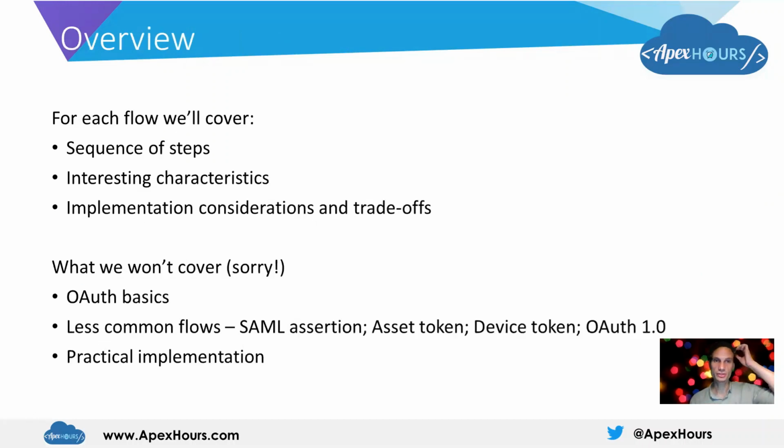In terms of structure, the way we'll organise this, I'll give a run through of the sequence of steps in each of the flows, and talk about what's happening between each step, the validations and so on that are made both by the client and the authorization servers. Also any particularly interesting characteristics about each of the flows and things that you might want to consider when choosing whether to implement this flow for a given context.